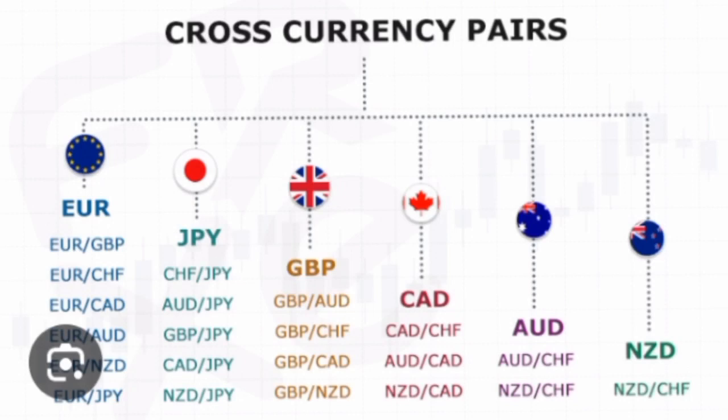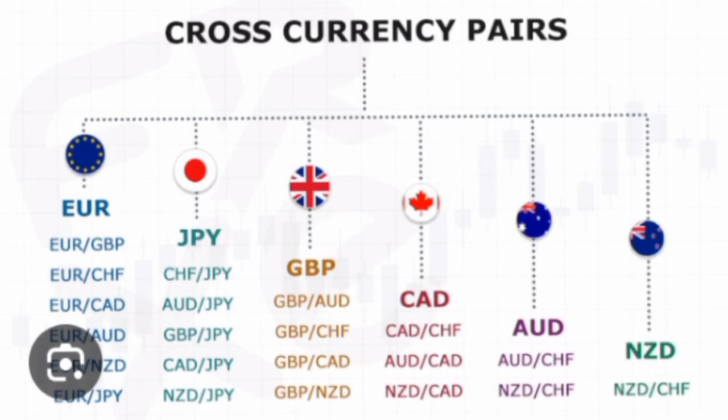Examples of Euro crosses include EUR/GBP, EUR/CHF, EUR/CAD, EUR/AUD, EUR/NZD, EUR/JPY. Then we also have JPY crosses. Examples of JPY crosses are simply CHF/JPY, AUD/JPY, GBP/JPY, CAD/JPY, NZD/JPY. Then we have GBP crosses. Examples of GBP crosses include GBP/AUD, GBP/CHF, GBP/CAD, GBP/NZD.